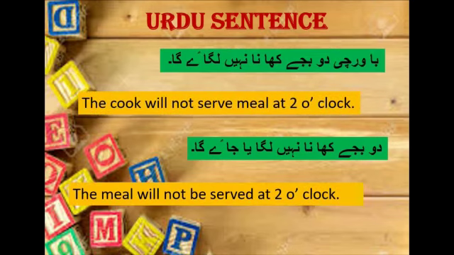And another sentence is here. बावर्ची 2 बजे खाना नहीं लगाएगा. The cook will not serve meal at 2 o'clock. Again, this is active voice because the subject verb object combination is here. 2 बजे खाना नहीं लगाया जाएगा. Who will do that? It's not given. So this is passive voice. The meal will not be served at 2 o'clock.